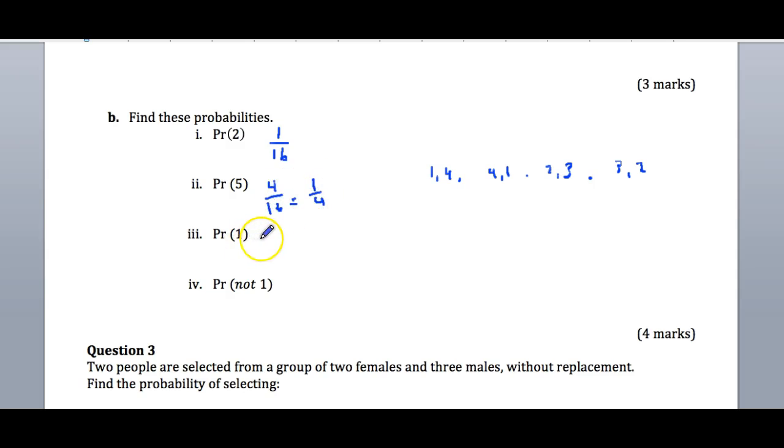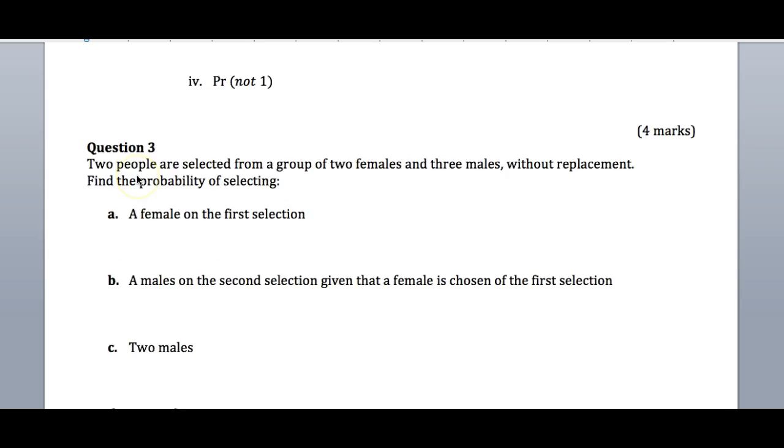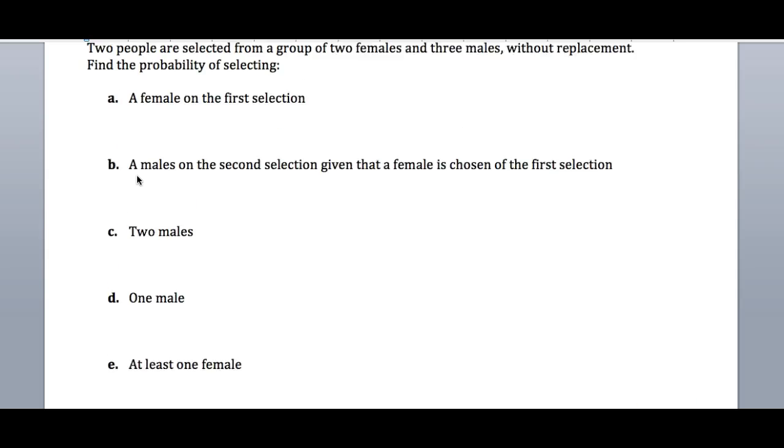The probability of getting a sum of 1 is 0, and the probability of getting a sum that is not 1 is 1. Okay, so this is not at all likely, and it will definitely happen. Remember all your probabilities are between 0 and 1. Let's move on to question 3.